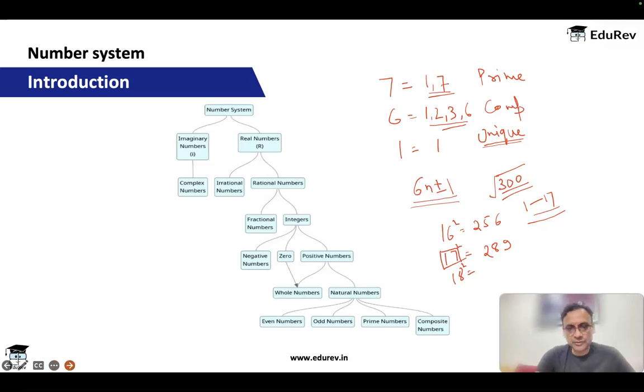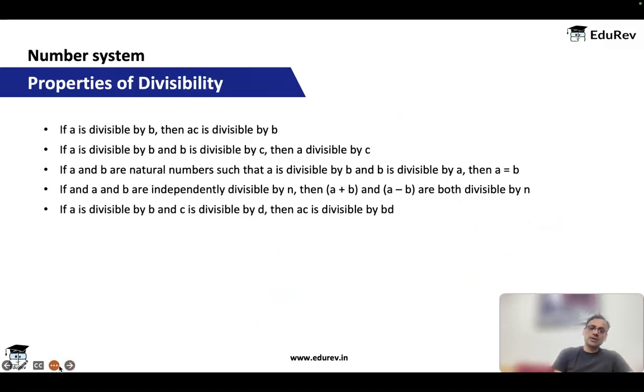Okay, let's move forward. Let's start with properties of divisibility or rules of divisibility. Okay, we'll come to that. Before that, let's look at the property. Very simple concept. If any number A is divisible by B, then AC, so you multiply A with any other number, that will also be divisible by B. For example, let's say 10 is divisible by 5. Then 10 multiplied by anything will also be divisible by 5.